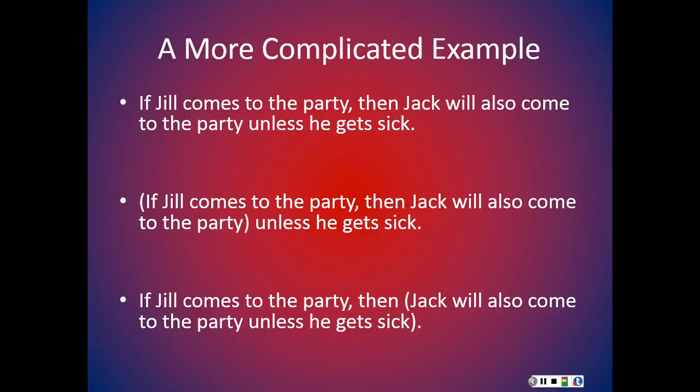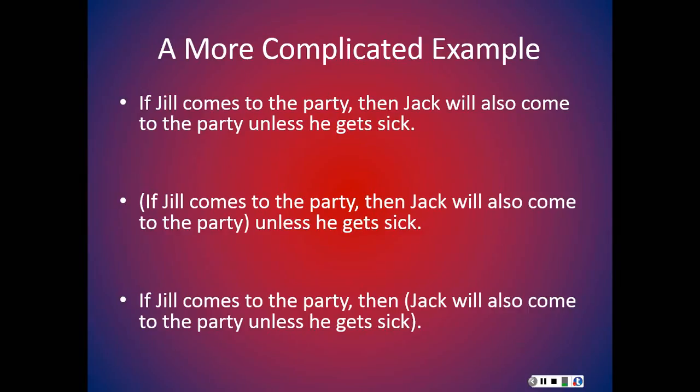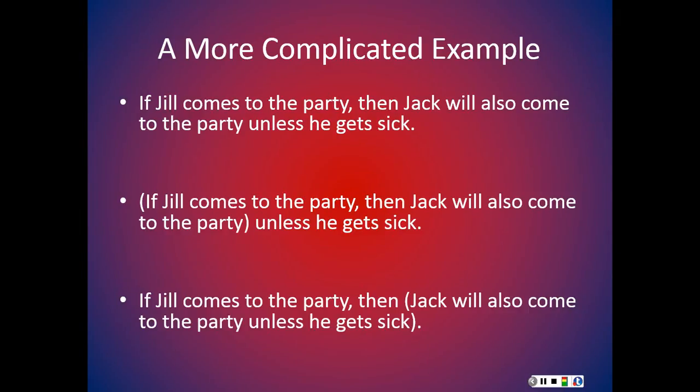An alternative is to group things as follows. So here we have, if Jill comes to the party. Jill comes to the party is the antecedent of the main conditional, and then the part grouped in parentheses is the consequent of the main conditional. So what this sentence essentially says is that the part in parentheses is true on the condition that Jill comes to the party.